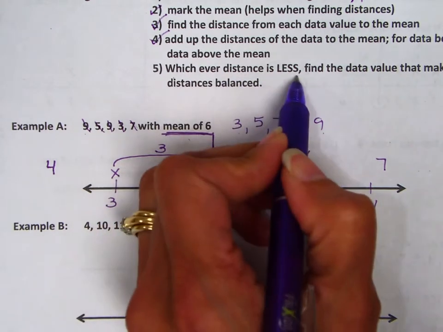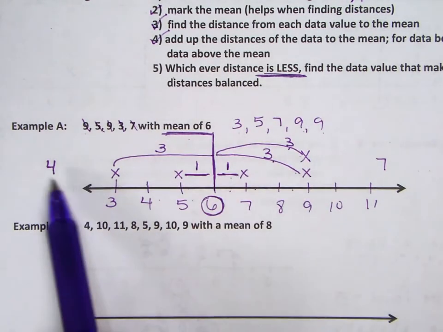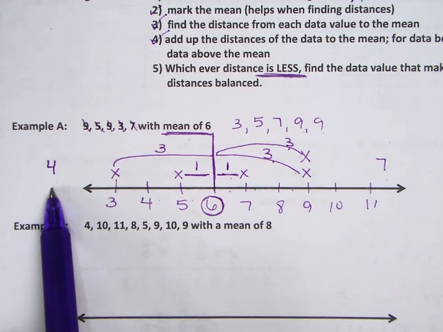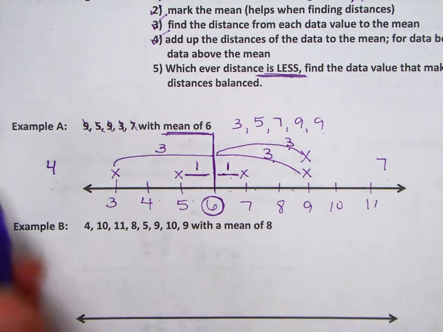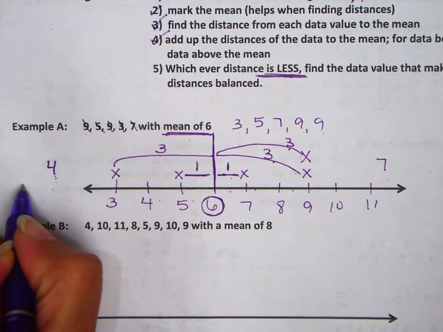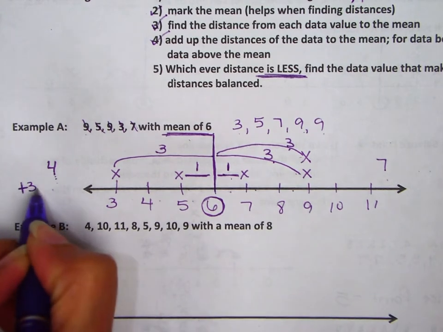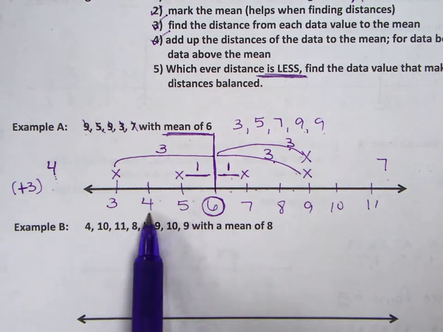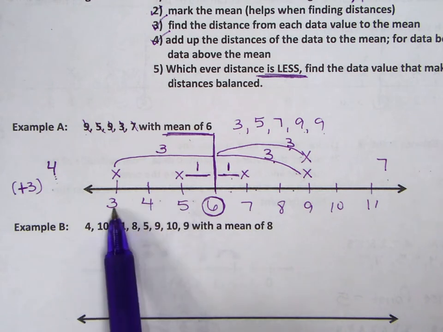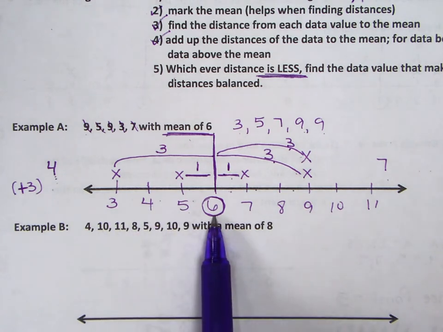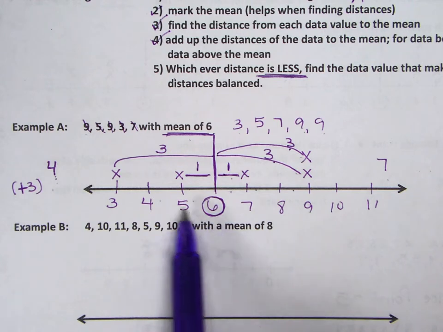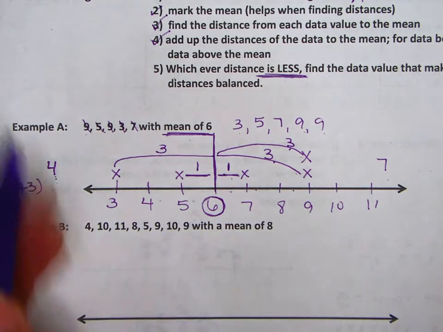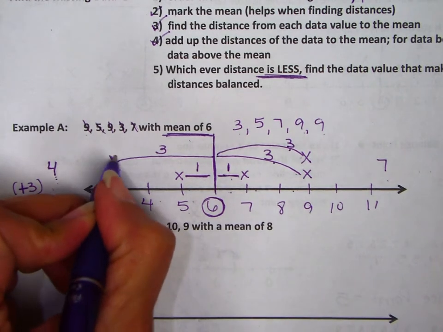So now I want the one distance that's less. So which one's less, 4 or 7? 4 is less. How much less is what we need to know. It is 3 less than 7. So that means on this side, I need a distance of 3 to be added on this side. Well, which value, the 5, the 4, or the 3, is 3 units away from 6? That would be this one. So that means this data point is missing.